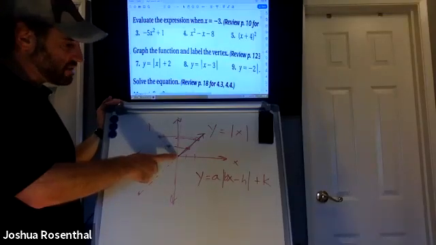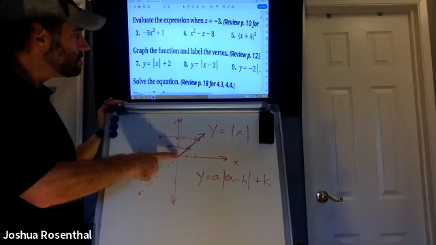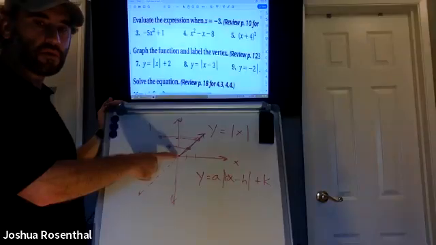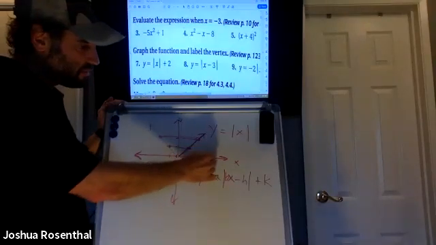Where is this vertex here? What is the Y value? The Y value is 0. If I were to slide this right or left, what would the Y value be? 0. It would still be 0.